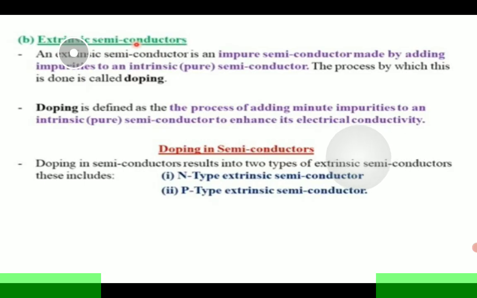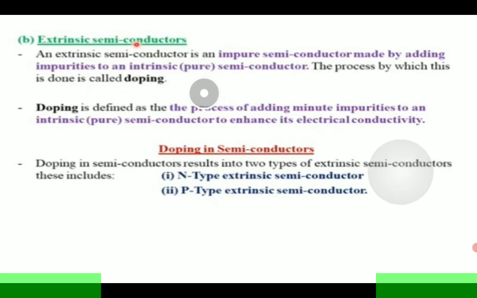The opposite of intrinsic is extrinsic. An extrinsic semiconductor is an impure semiconductor made by adding impurities to an intrinsic, which is pure semiconductor, by a process called doping. So we are saying an extrinsic semiconductor is an impure semiconductor, made by adding impurities to an intrinsic semiconductor through a process called doping.